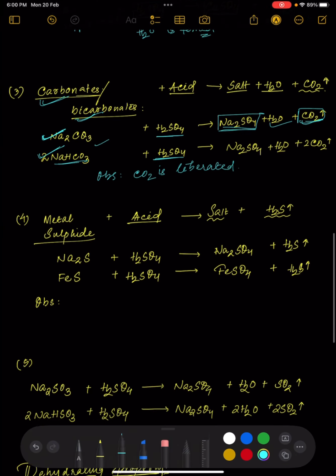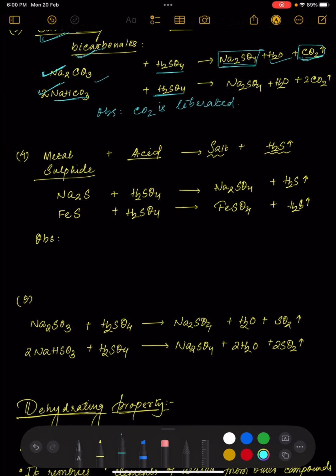And a metallic salt and water can also be obtained. Again, here metal sulfides are reacted with dilute H2SO4. It forms Na2SO4, again a metallic sulfate, and H2S. This H2S gas has a rotten egg smell. So what will be the observation?